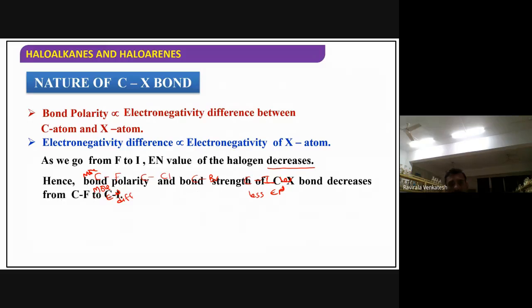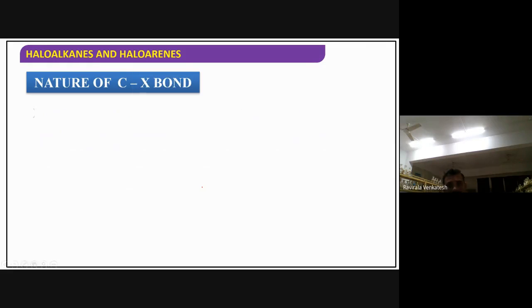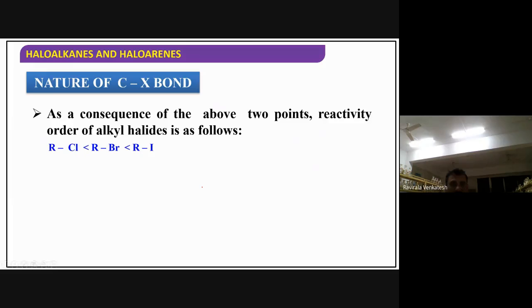Okay, so hence the bond polarity and bond strength of the C-X bond decrease from C-F to C-I. This is a point you also need to remember. Because of this, what happened to the order of reactivity? The one having more reactivity is where we can easily break the bond, the C-I or C-Cl bond.